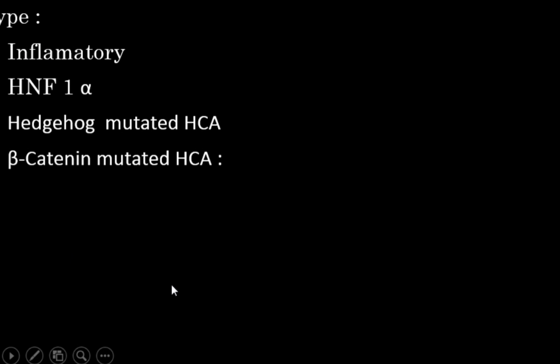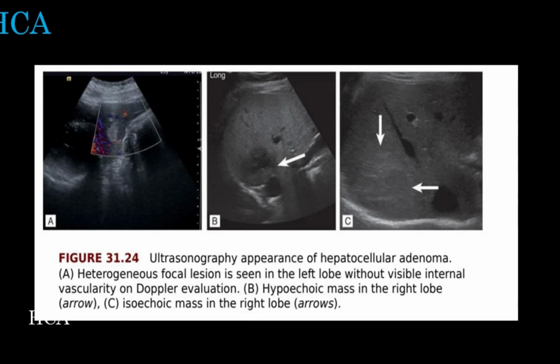We have 4 types: inflammatory, HNF1 alpha, and beta-catenin mutated HCA. The first one is the most common, HNF second most. Beta-catenin, this one occurs in males. I said it occurs in females that are on OCP, but the fourth type occurs in males who are on anabolic steroids and has potentiality to change to a malignant lesion.